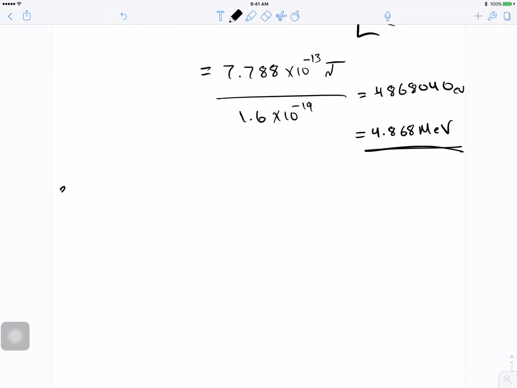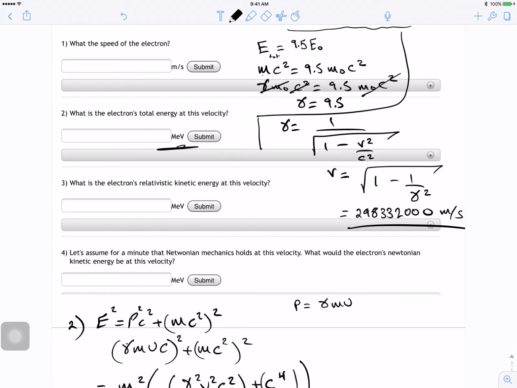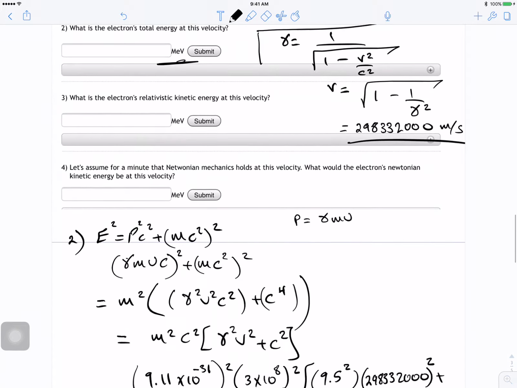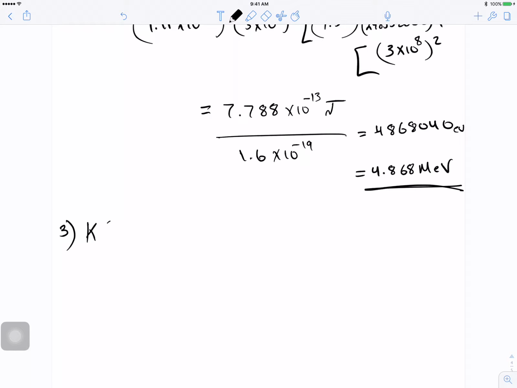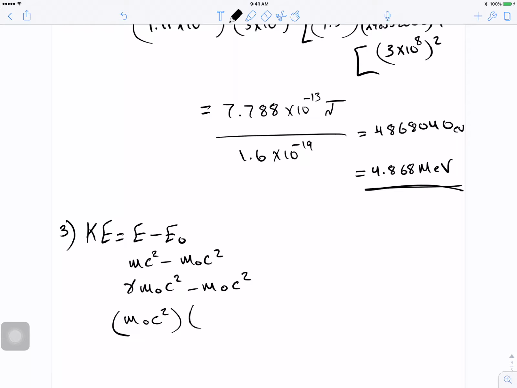Let's go to the third question. The third question is, what is the electron's relativistic kinetic energy at this velocity? For this, kinetic energy is equal to E minus E naught, which is alpha m naught c squared minus m naught c squared. We take the m naught c squared outside, and we end up with alpha minus 1, and you close this.